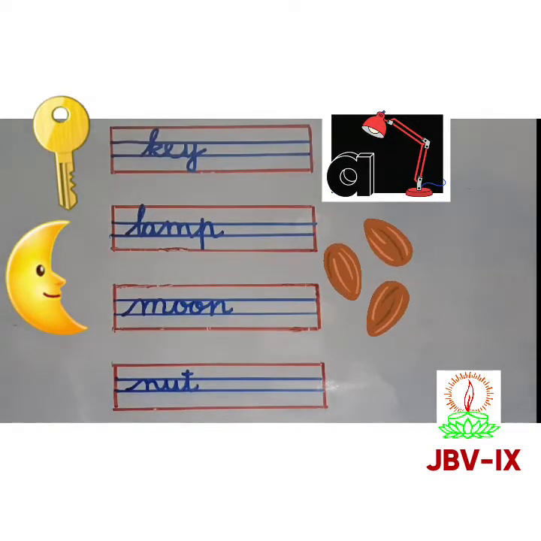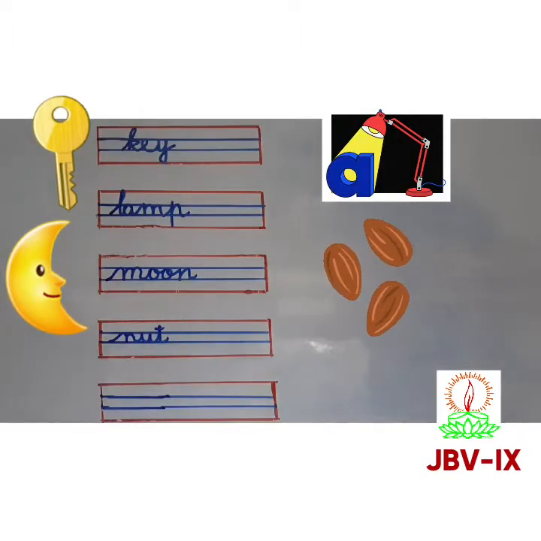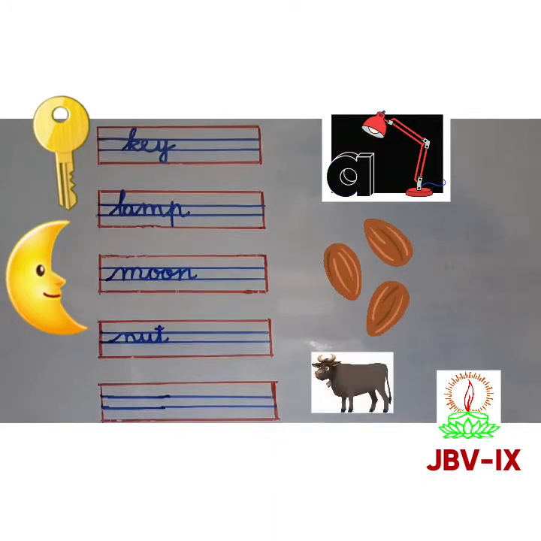So children, after N, which alphabet comes? After N, O alphabet comes. Now O for ox. Children, you might have seen ox in the fields. Now ox helps the farmer in doing heavy work. Ox is used for ploughing the fields.